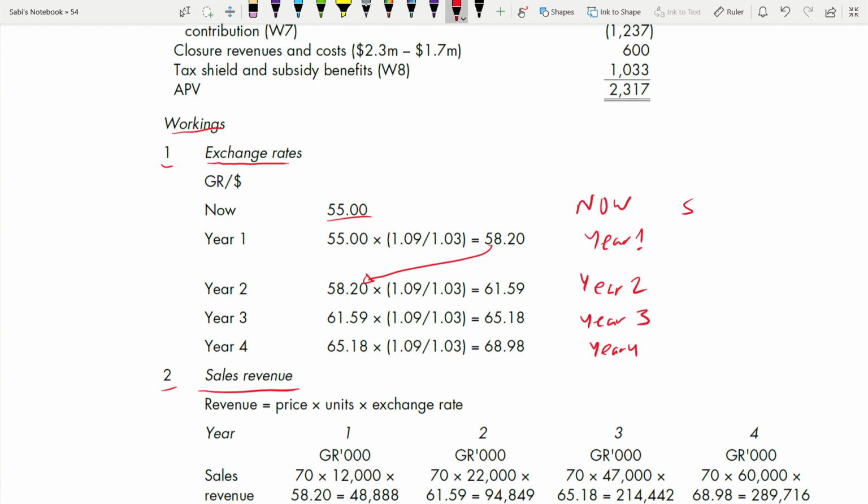Now let's say now is 55. Now 55 into 1.09 divided by 1.03. This whole thing you have performed in the calculator. You didn't show it here. You just wrote 58.2. You just wrote 61.59. You did the calculation in the calculator. Do you think you will get marks even though it is correct? You will lose the mark for your working which you didn't show. Maybe for that answer, yes, but you will not get the full mark.